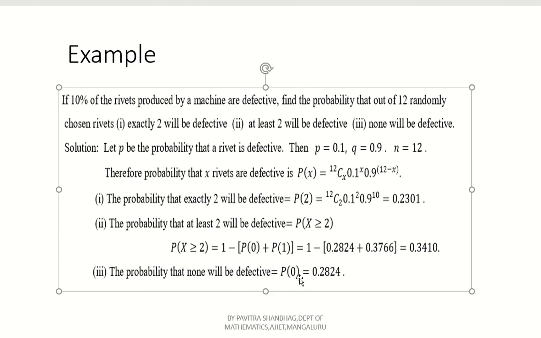Now the probability that none will be defective. None will be defective means what? P of 0, right? Which is equal to, already we have done here, P of 0, 0.2824. Just to calculate, just replace x by 0. You will get 0.2824. Okay.